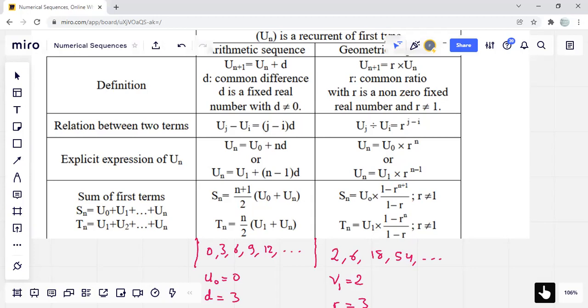We also derived how to find the sum of the first n terms. We derived this in class. We got these two summations, and we proved why they are correct.